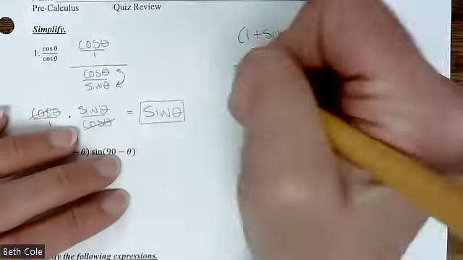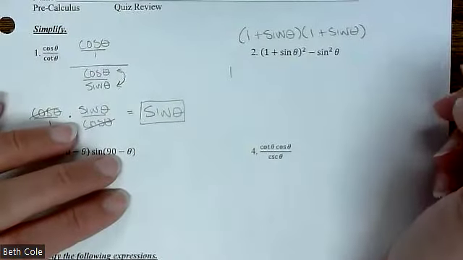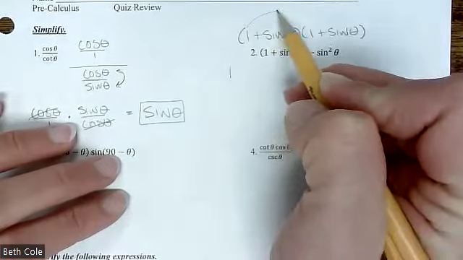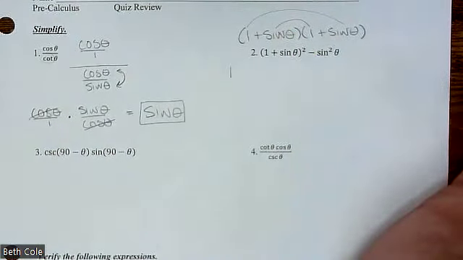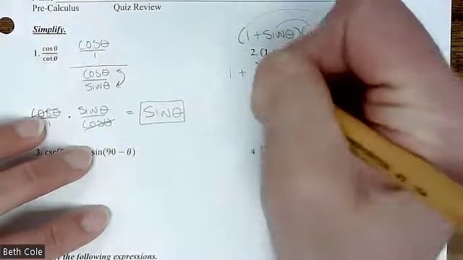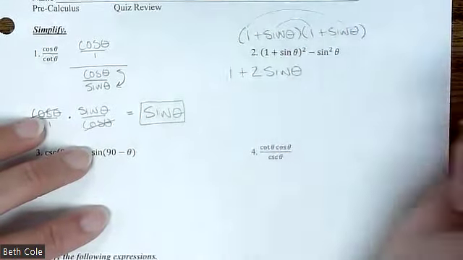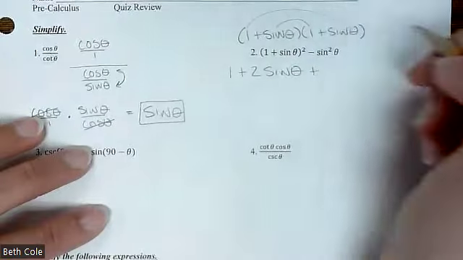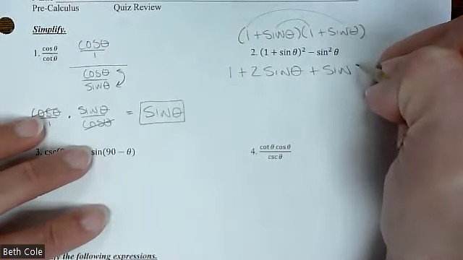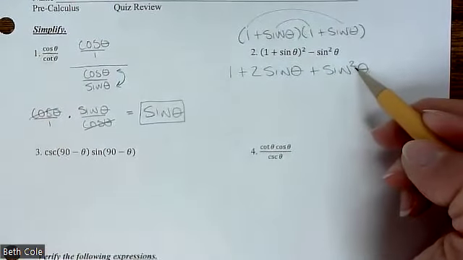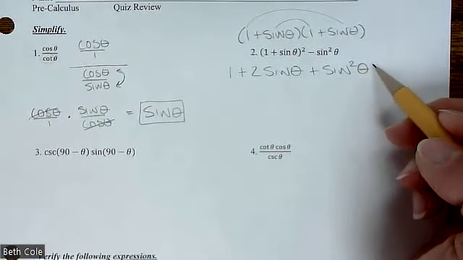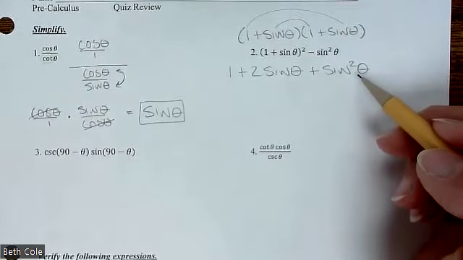1 times 1 is 1. The outsides give you 1 sine of theta. The insides give you 1 sine of theta. So what is that together? Yeah, 2 sine of theta. You now have 2 of them. And then sine times sine is sine squared. Good. And you have to put the squared in the middle like that. We had that conversation. If you put it after the theta, you're not squaring sine, you're squaring just the angle.